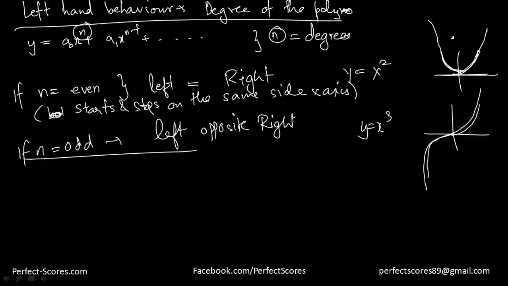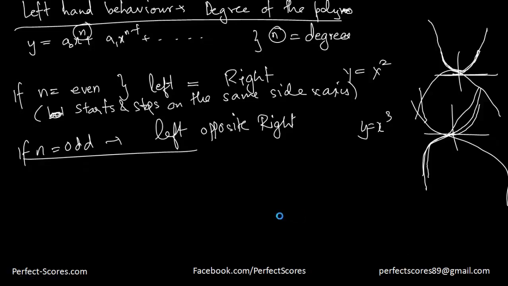Fine. So if n is even, the graph will start from the top and end at the top. If it starts at the bottom, it will end at the bottom. If n is odd, if it starts at the top, it goes to the bottom. If it starts at the bottom, it will go to the top. So that's there. That is actually known as the left hand behavior of the function.